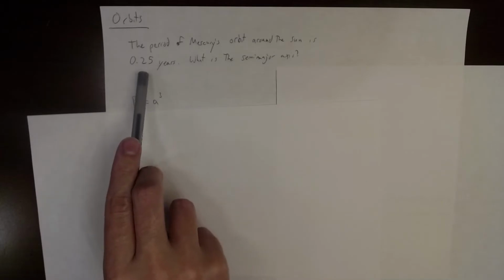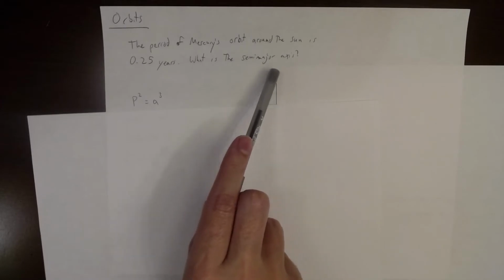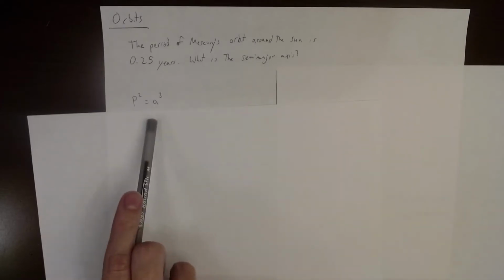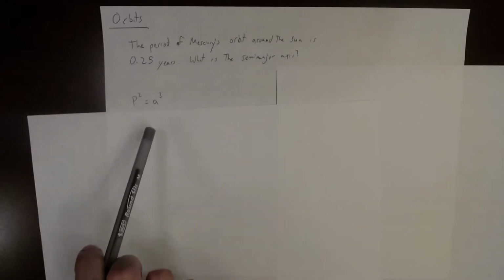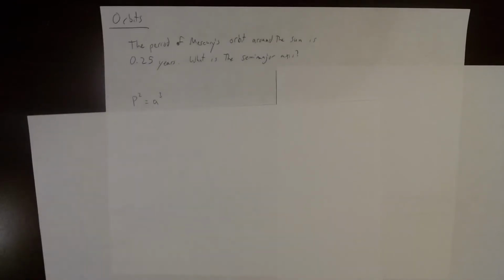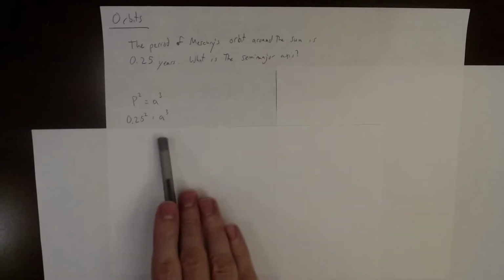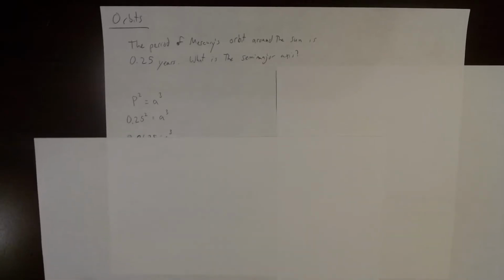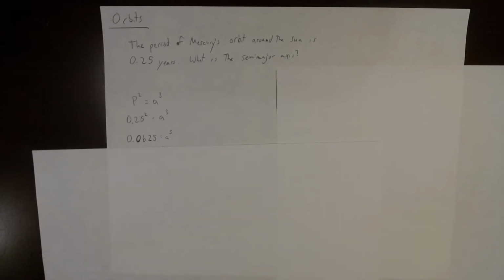P is the period. That makes sense. A is the semi-major axis. I guess it's the A for axis that can clue you in for that. Okay, well, what units does this have to be in? Well, if the period is in years, the semi-major axis will be in astronomical units, AU. That's how this equation works. It's actually very convenient. So we can just plug in 0.25 years. 0.25 squared is equal to a cubed. What's 0.25 squared? Well, that's 0.0625 is equal to a cubed.